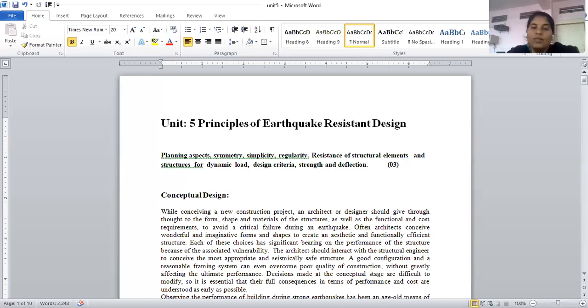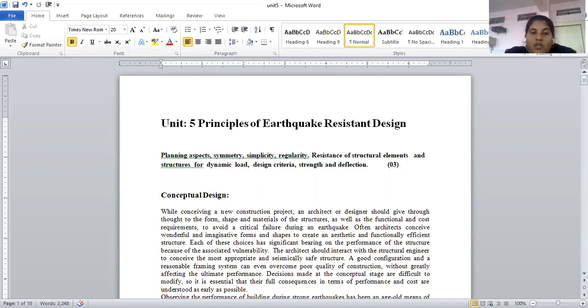The syllabus is here. The first is the different planning aspects: symmetry, simplicity, regularity, resistance of structural elements and structures, and again dynamic load, design criteria, and strength and deflection. Only this much syllabus is in this unit number 5. In section number 2 there is only theory. In unit number 6 there is one very important problem, for calculating the earthquake forces for different types of buildings or multi-story buildings. That part we'll see in the next lecture.